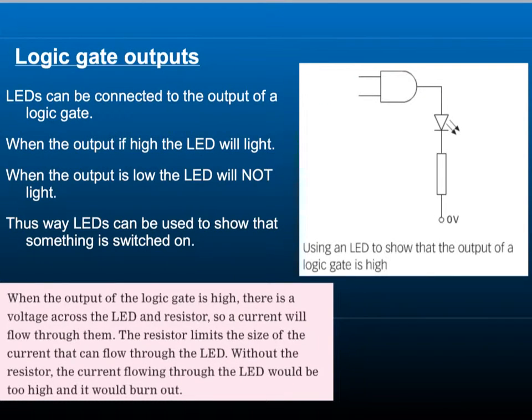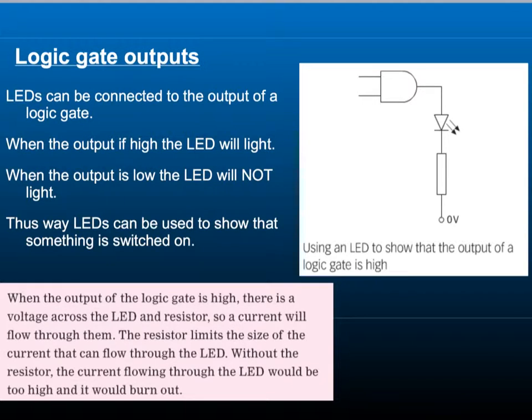LEDs can be connected to the output of a logic gate, as shown in the diagram. When the output is high, the LED will emit light. When the output is low, the LED will not emit any light. LEDs are often used like this to show that something is switched on.